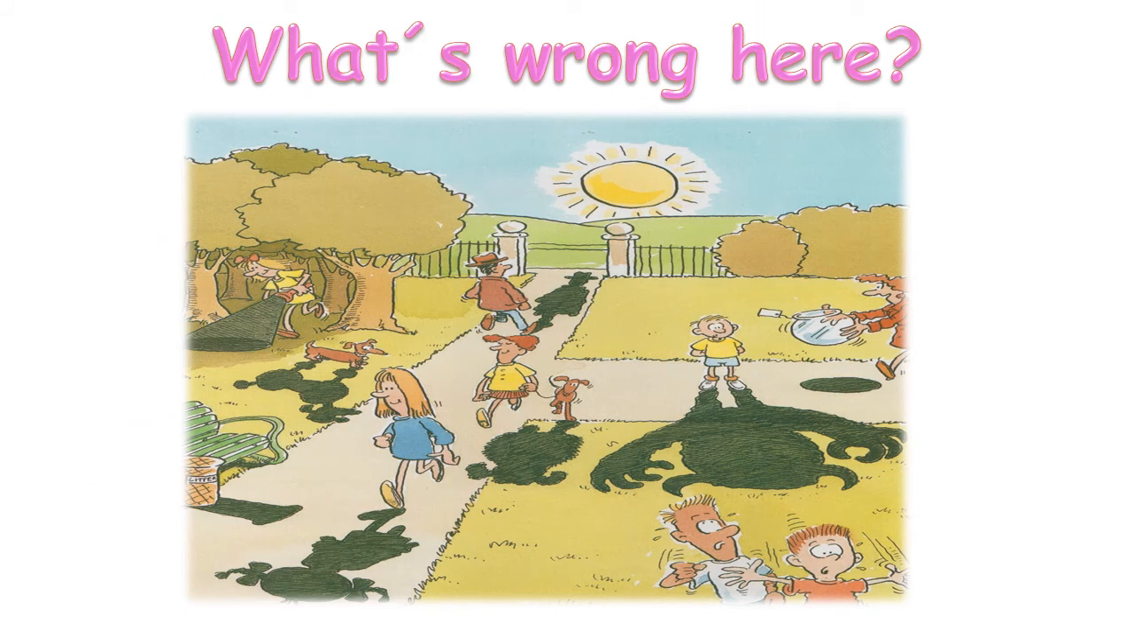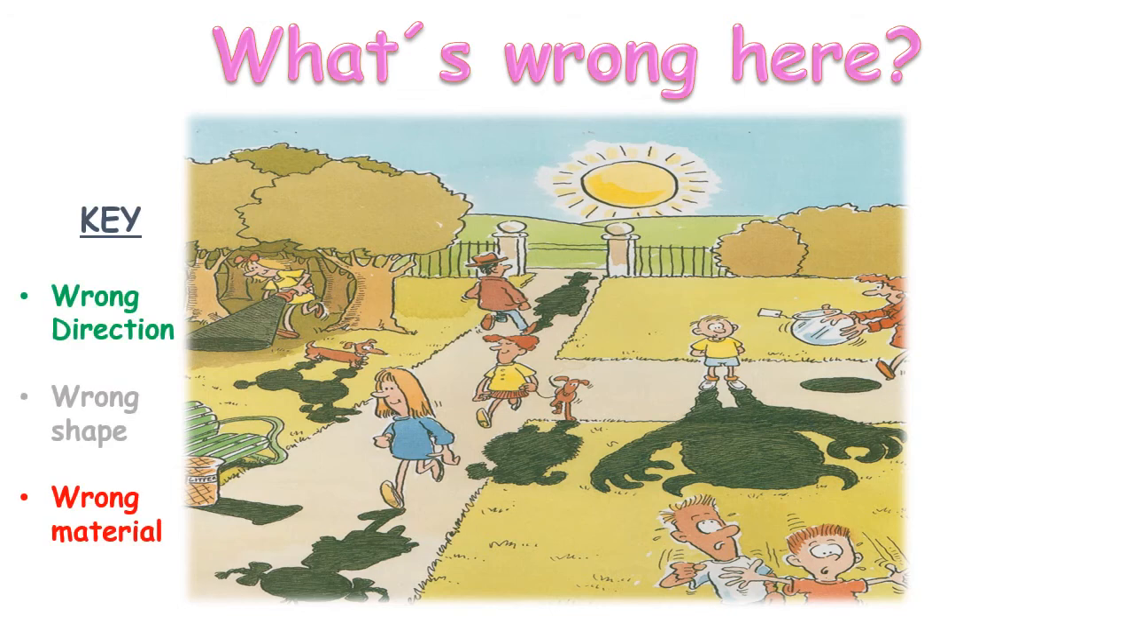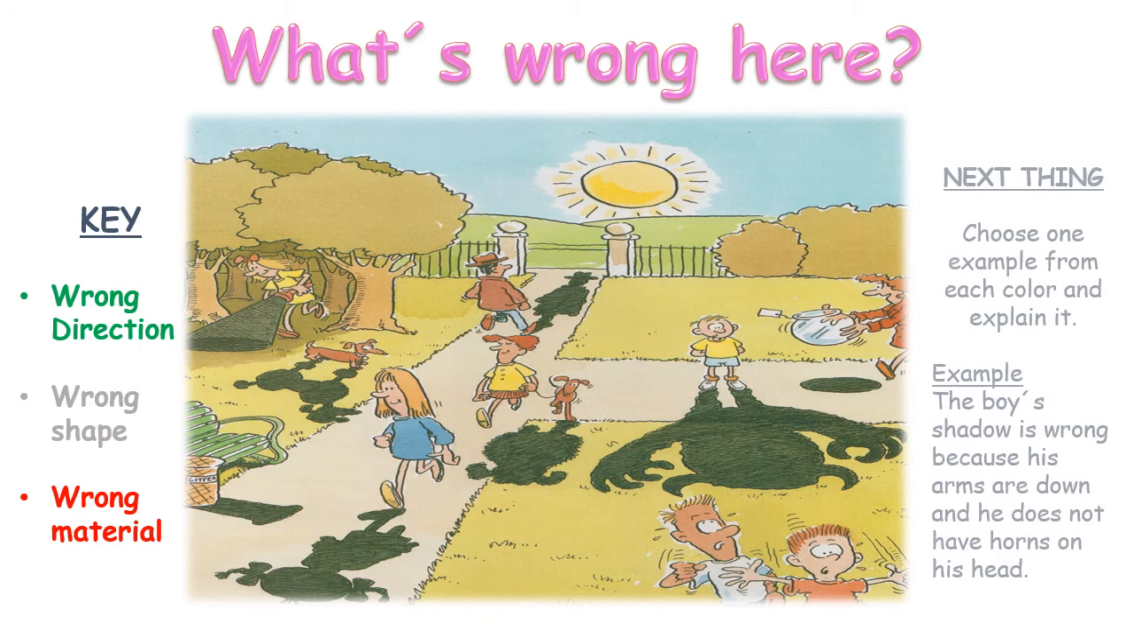So what's wrong here? Look at the pictures of the people and other objects and look at their shadows. What's wrong with their shadows? So for example, the boy's shadow is wrong because his arms are down and he does not have horns on his head.